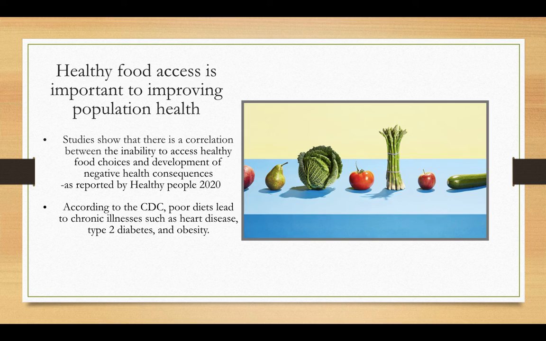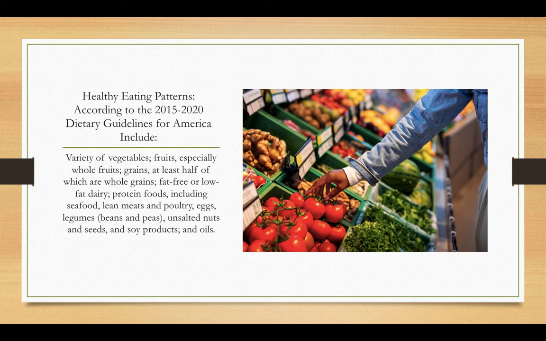Further, according to the CDC, poor diets can lead to chronic illnesses such as heart disease, type 2 diabetes, and obesity. Healthy eating can lower the risk for chronic disease. What are considered healthy eating patterns?